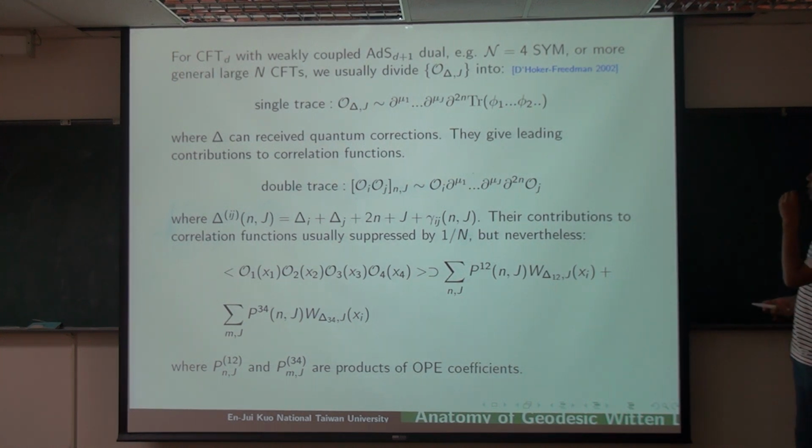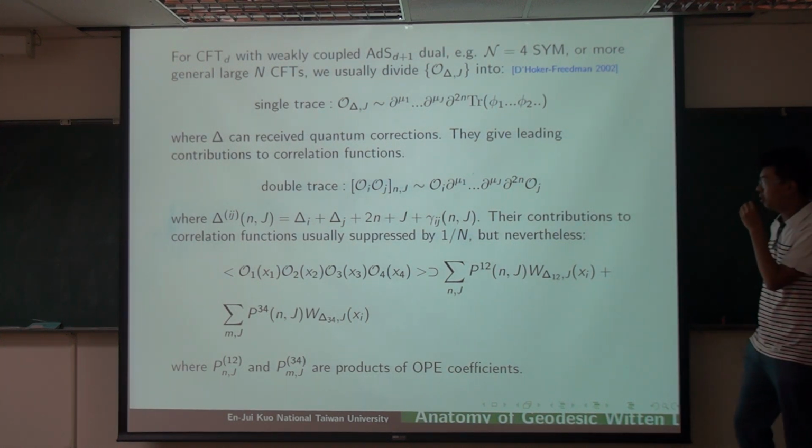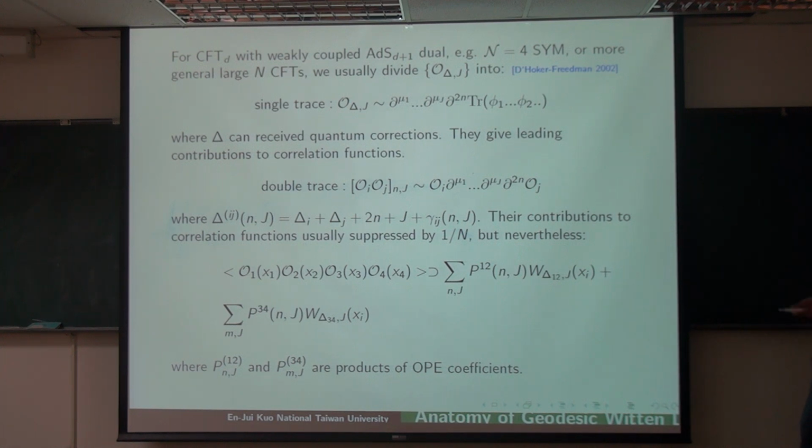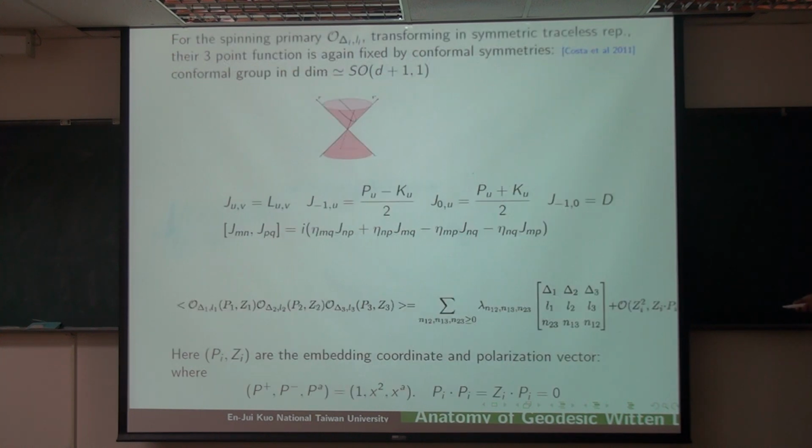So there are two main parts: in large N CFT, the primary operators contain two parts. One is called the single trace, one is called the double trace. And this scaling dimension contains delta i plus delta j, plus two n plus l. So now we know the 4-point correlators contain these two parts.